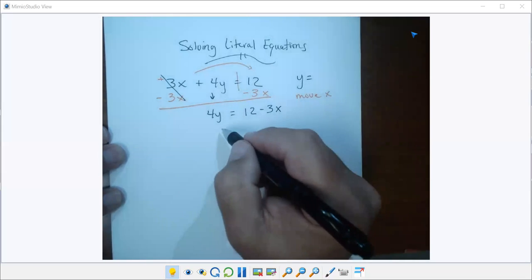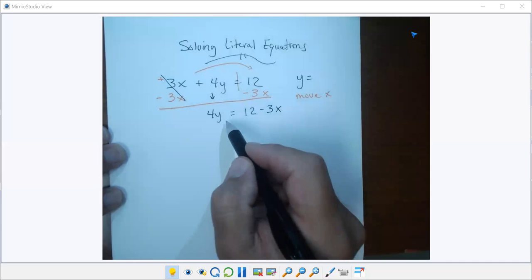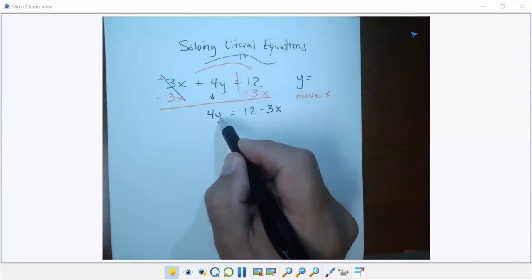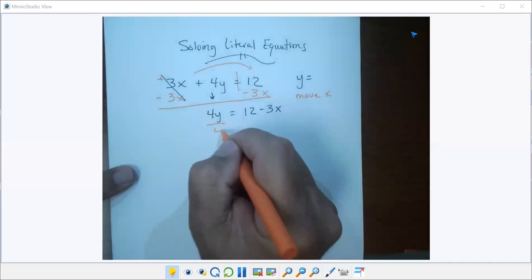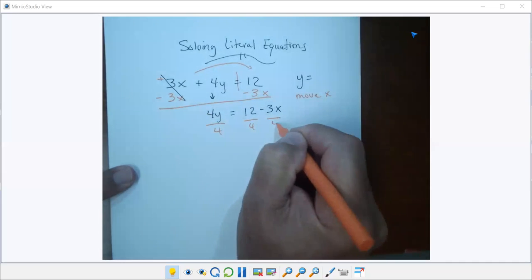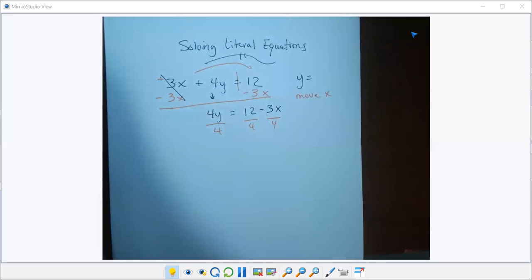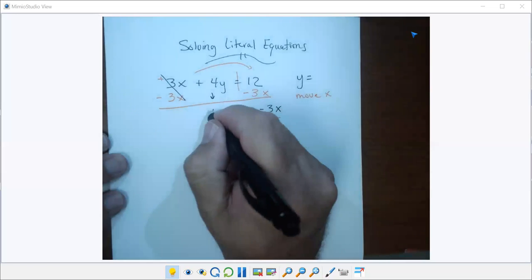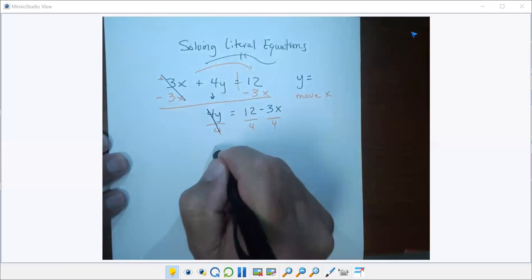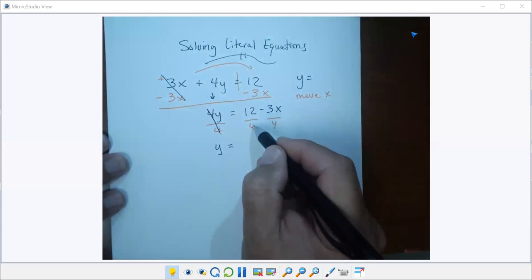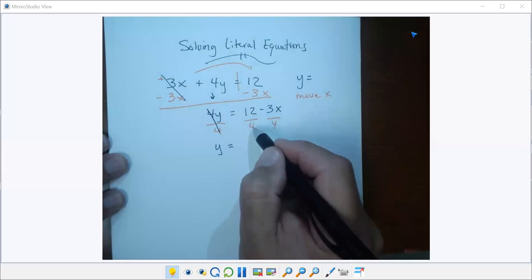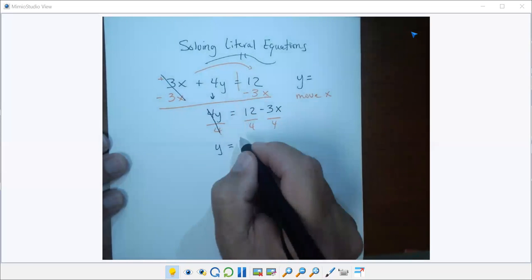All right, now we want to get the y by itself. To get the y by itself, we want to divide, because we ask ourselves what's being done to y, and what's being done to y is being multiplied by 4. So the opposite of multiply by 4 is divide everything by 4. When I do this, 4 divided by 4 is 1, and 1 times y is y. Then you have to divide 12 by 4. So how many times does 4 go into 12? And you should say 3.